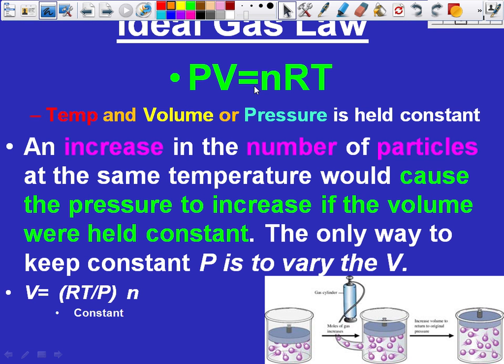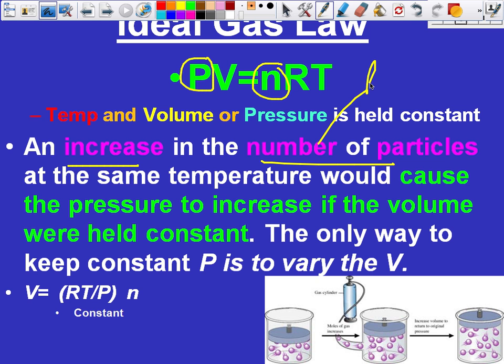All right, ideal gas law, again, just showing this. When temperature and volume are held constant, if you increase the number of particles, which means n goes up, the pressure increases. Again, why is this important? You have more collisions. That is why you have more pressure.